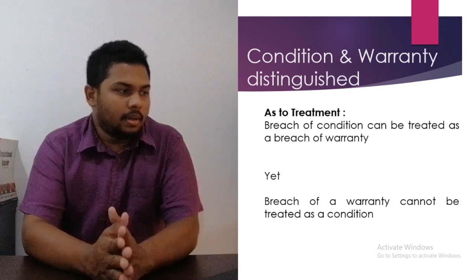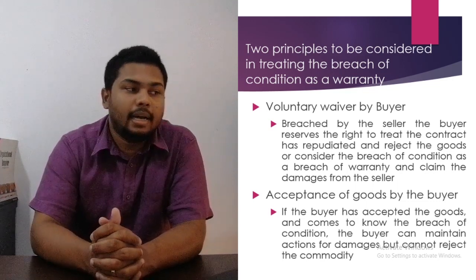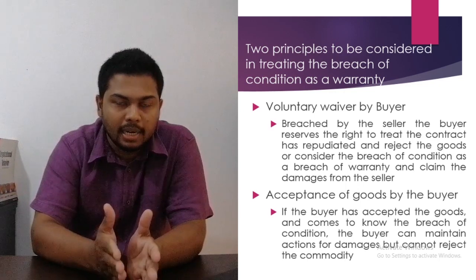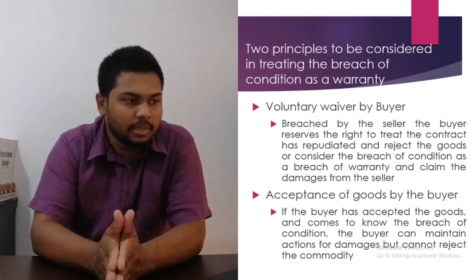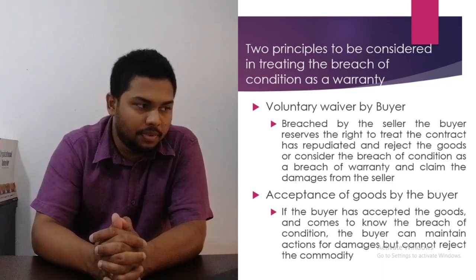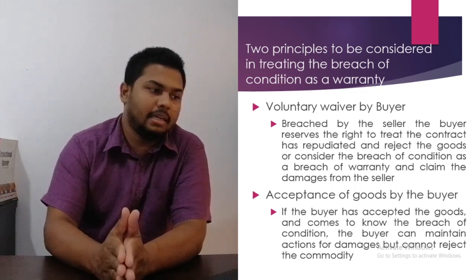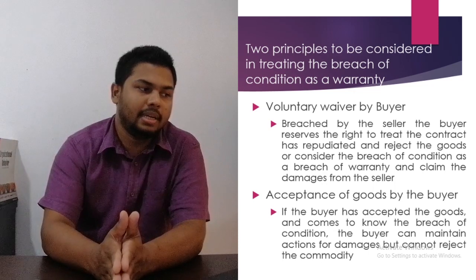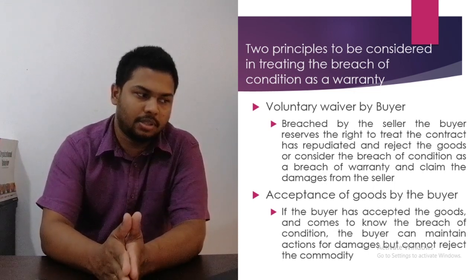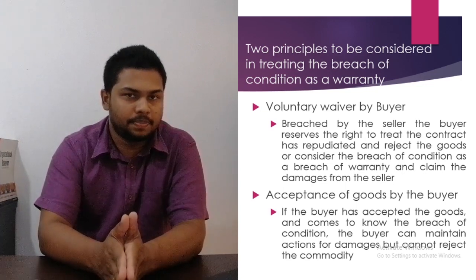Okay. Then, two principles to be considered in treating the breach of condition as a warranty. Now, to consider a breach of a condition as a breach of a warranty, you must have these two principles. The first one is voluntary waiver by the buyer. Now see the circumstance according to the presentation. Breached by the seller, the buyer reserves the right to treat the contract as repudiated and reject the goods, or consider the breach of condition as a breach of warranty and claim the damages from the seller.